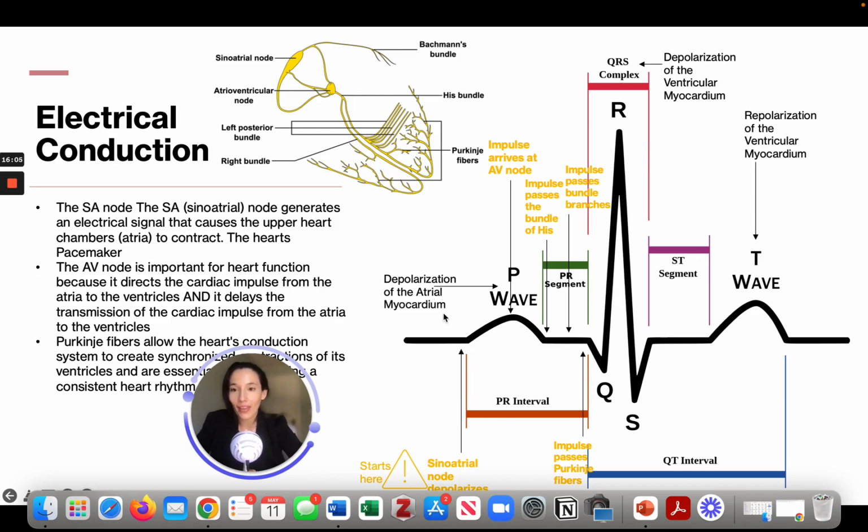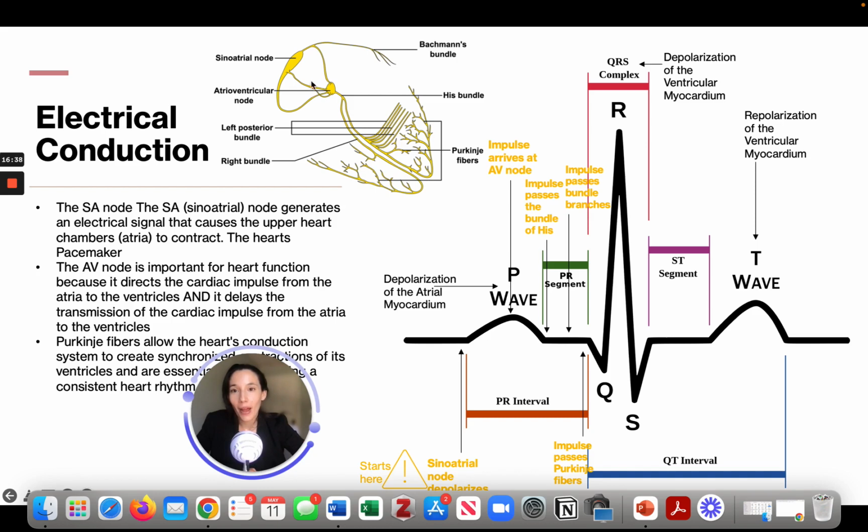So remember that the SA node is generating the electrical signals for the atrium. So it's depolarizing before. So the atrial myocardium, which just means the muscle of the atria, is also depolarizing, right? Then an impulse arrives at the AV node. So now it's letting the heart know you're going to have to beat. You're going to have to contract.